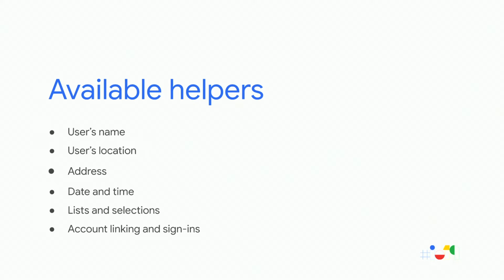In addition to the place helper, we have a number of other helpers that you might find useful. For example, we have helpers that allow you to get the user's name, their location, the date and time, et cetera, et cetera.